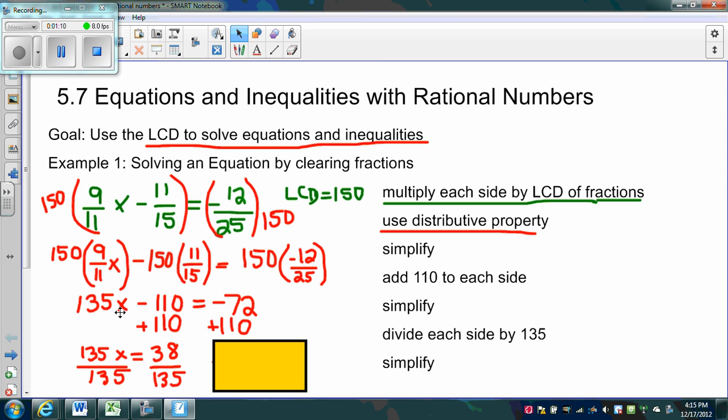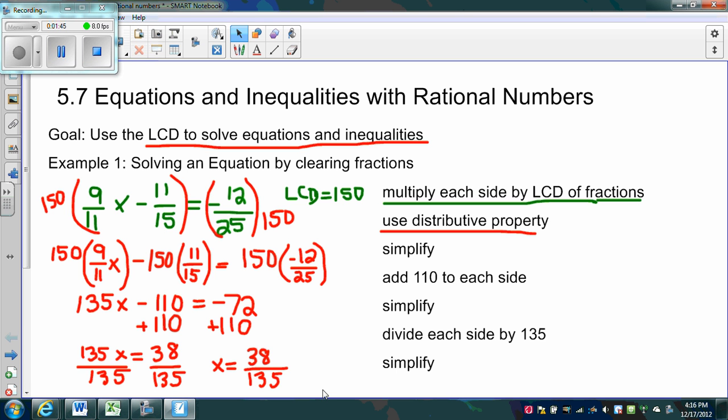So in this case, as long as you pick the right LCD, it will clear the fraction, so it will come out to be a whole number. So 150 times 9 divided by 11 is 135. 150 times 11 divided by 15 is 110, and so on, negative 72. Then you know how to solve this type of problem. We just add 110 to each side, and then divide by 135 to get x alone. And then we end with x equals 38 over 135.